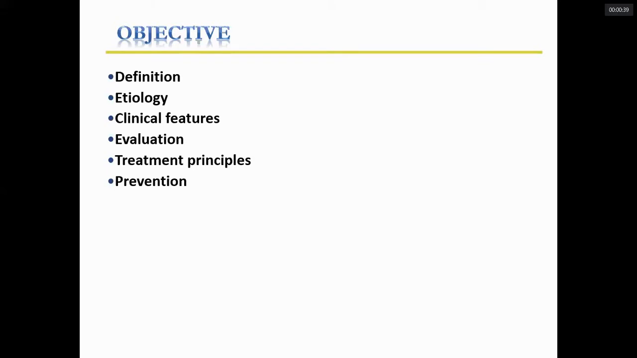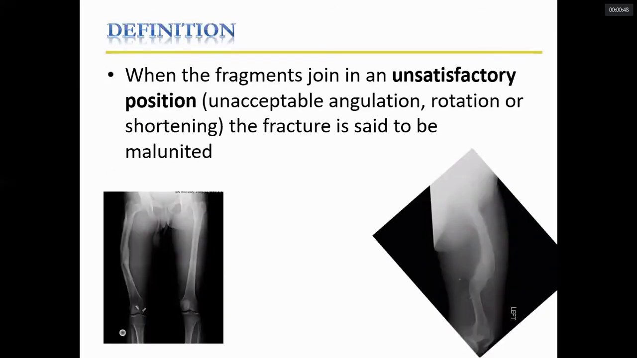Our learning objective is to define malunion, and to see the etiology, the clinical picture, treatment and prevention principles. When a fracture fragment joins in an unsatisfactory position, in terms of unsatisfactory angulation, rotation or shortening, the fracture is said to be malunited. This means the fracture has united, but in an unsatisfactory position. For example, this shaft of femur united in a varus deformity. So again, a malunited fracture: it has united in a position which is not satisfactory for the functional well-being of the patient.